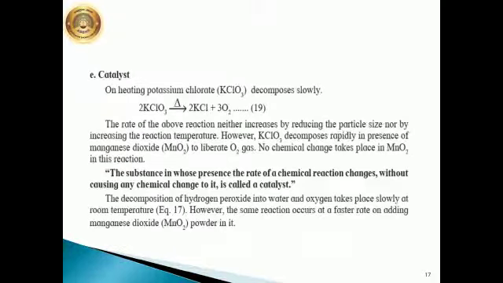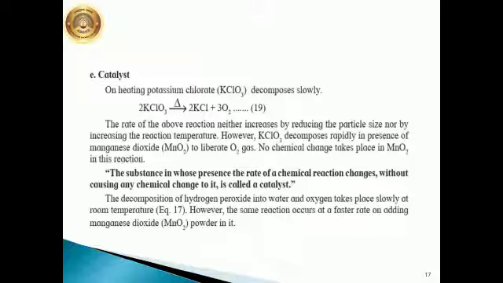The last factor is the catalyst. Now what is a catalyst? A catalyst takes part in the reaction, but you are not going to see the catalyst in the product. Here you see the reaction. The rate of the above reaction neither increases by reducing the particle size nor by increasing the reaction temperature. On heating potassium chlorate, KClO3, it decomposes very slowly to form potassium chloride and oxygen gas is liberated.